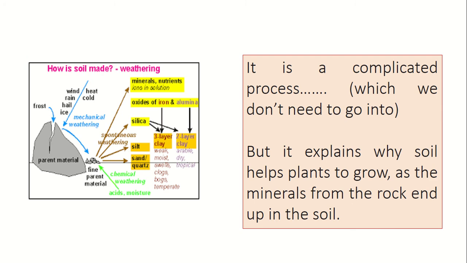We don't need to look at this diagram in too much detail. Basically, it's a very, very complicated process, and we don't need to look into it in that much detail. But if you look at this diagram, you can see that from that parent material, we are having lots of minerals and nutrients, oxides, silica. And basically, that explains why our soil helps plants grow. Because the reason why a plant grows in soil is because they use the soil to take up nutrients. Those nutrients come from rocks initially. So as that rock is broken down, that enables our soil to be formed and our plants to grow.